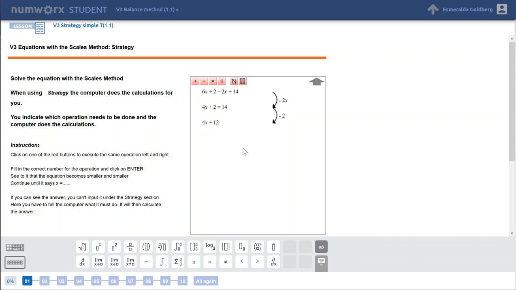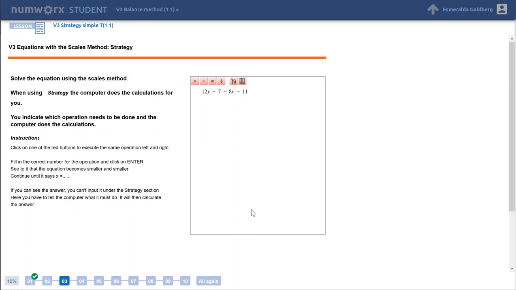You can see that the computer will calculate that shortly, but how we get there is by dividing by 4. 4x is 12, we need to know what 1x is, so we divide by 4. Pressing the divide by button and writing down 4, enter, gives the solution I just mentioned, x equals 3. Moving on to exercise 3.